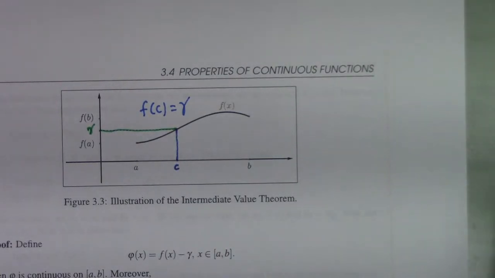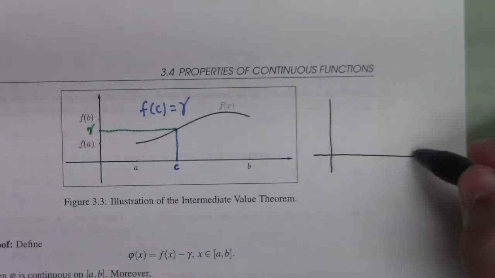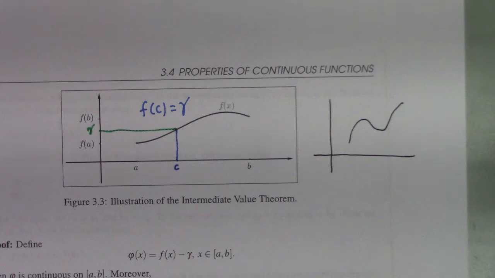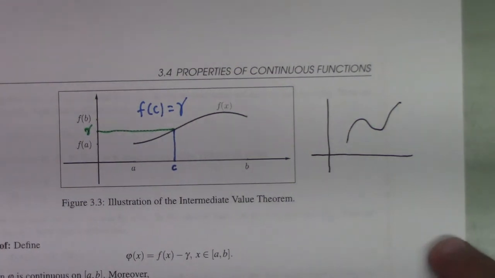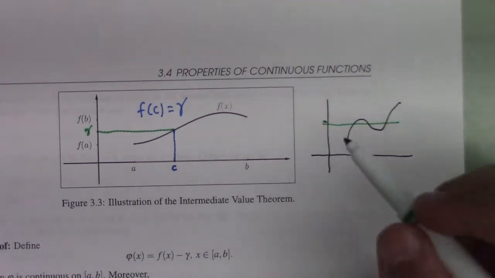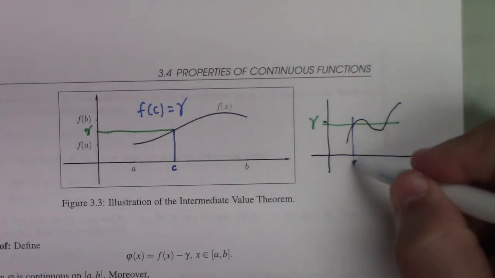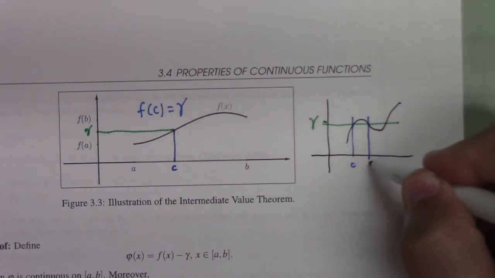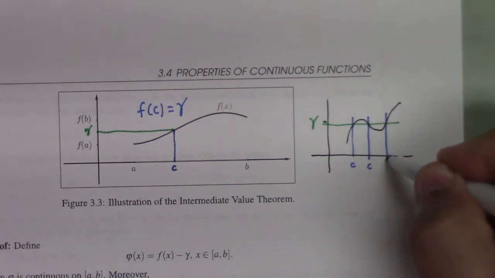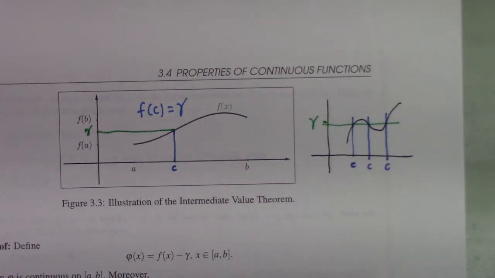If they had a more exciting function, you could have stuff like this happen, right? Whee! In that case, your gamma might be hit by more than one choice for c. We're not saying that the choice for c here is unique. It's just that there exists at least one. There could be multiple choices for that c. That's not a problem. That's just not really addressed by this theorem.